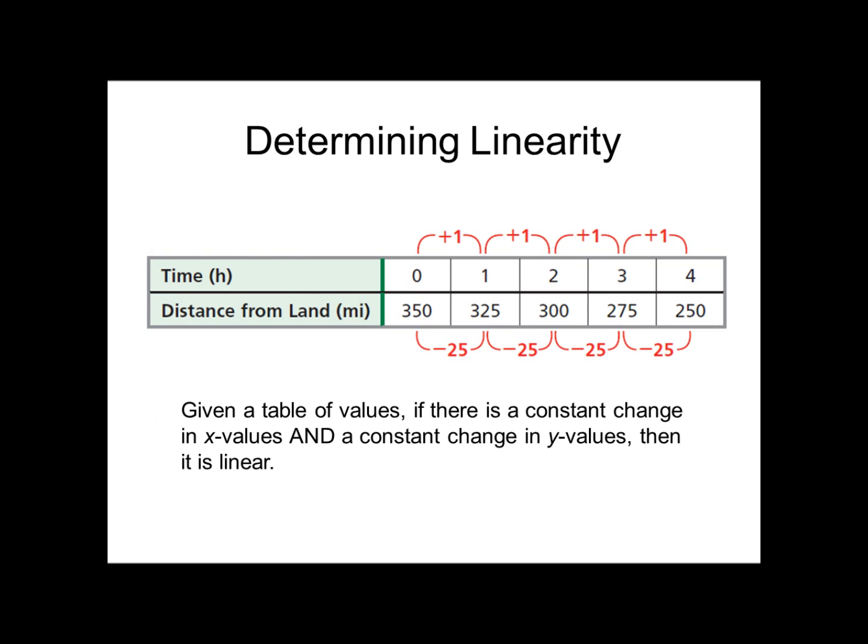Now, to determine if a set of data is linear, we take that set of data, and if there is a constant change in x values and a constant change in y values, then the data is linear. So in our data here, the time data is going to be our x, and it goes up by 1 every single time. The distance from land will be our y value, and it goes down by 25 every single time. Since both the x and the y change at a constant rate, then yes, it's linear.